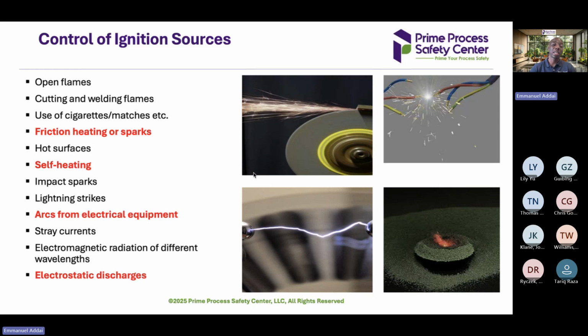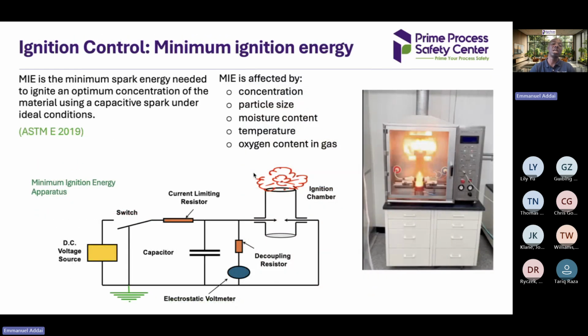So first, we need to jump on one of them, that is avoidance of electrostatics, or prevention of electrostatic discharge. And in order to do that, you need to know the key parameters associated with electrostatic discharge, that is the minimum ignition energy.